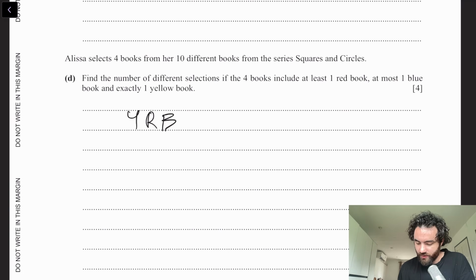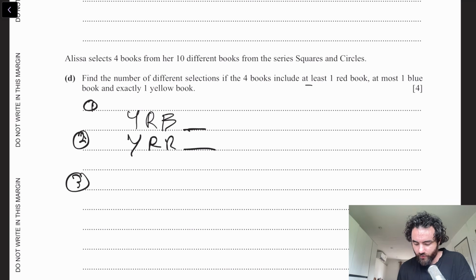So let's do that situation. Then we have 1 separate slot available, which could be anything. We have 4 books. So that's the first situation. The second situation will be exactly 1 yellow book, at least 1 red. So at least 1 red, we could have a red and a red, 2 reds. At most 1 blue. So we could have 2 reds and no blue, because it's at most.